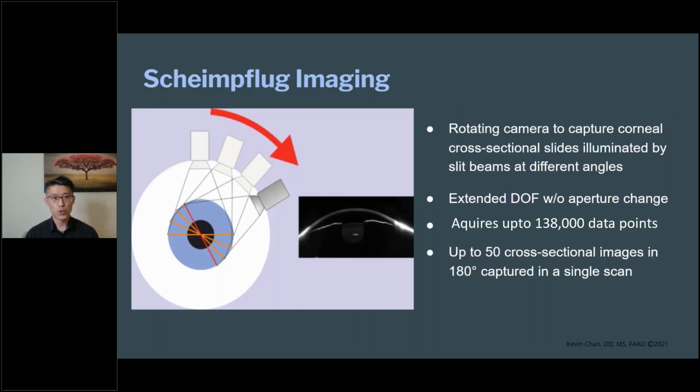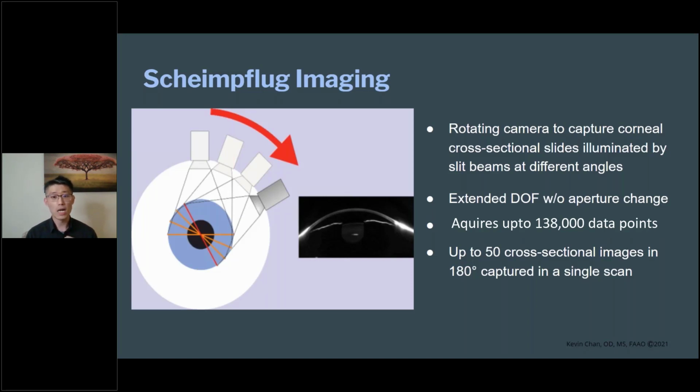Let's look a little into the idea of Scheimpflug imaging. Probably many of you may not realize the complexity of how this machine works. I'm not an engineer, so I would just know the basics. Essentially, this imaging technique uses a rotating camera to capture the corneal cross-sectional slice that is illuminated by a slit beam at all different angles, and it makes use of the extended depth of focus without changing the aperture size.